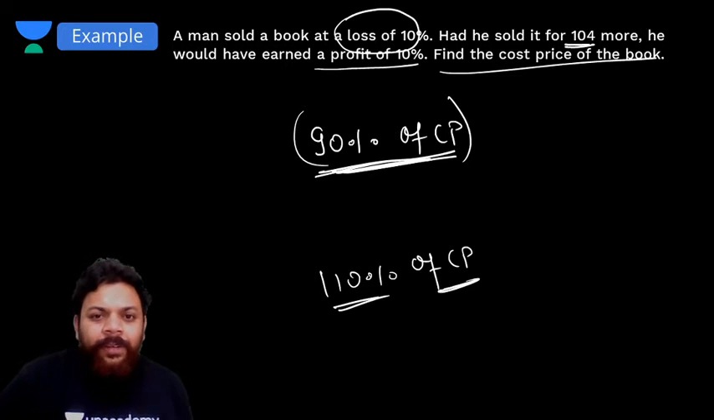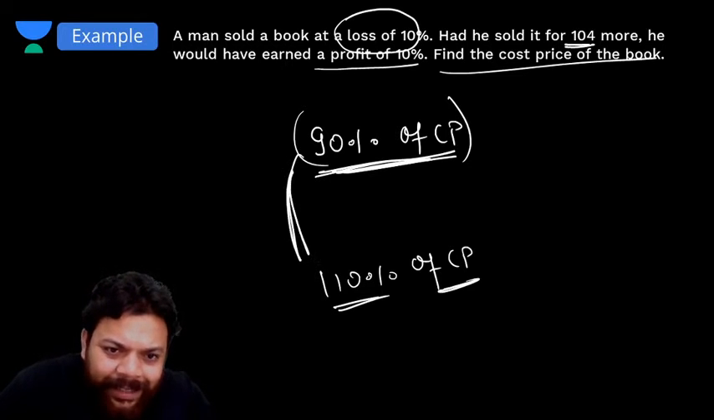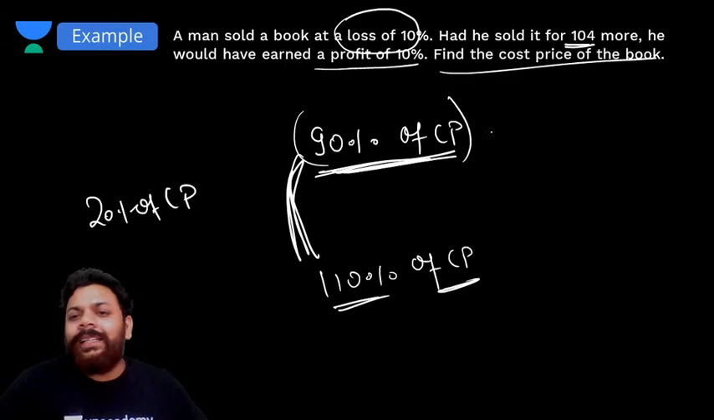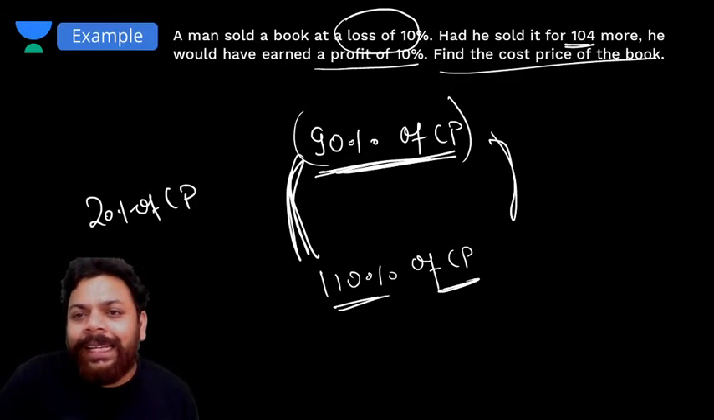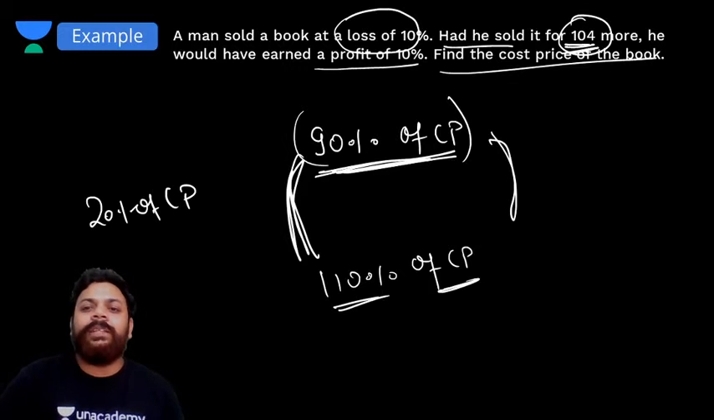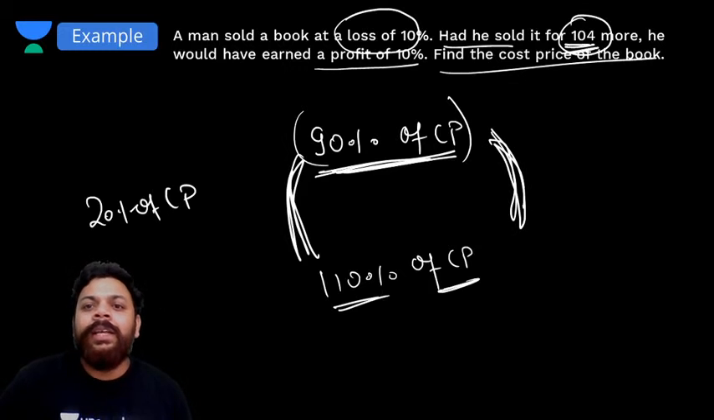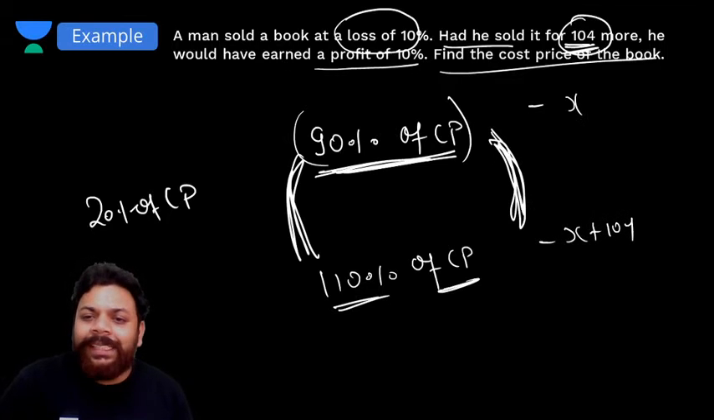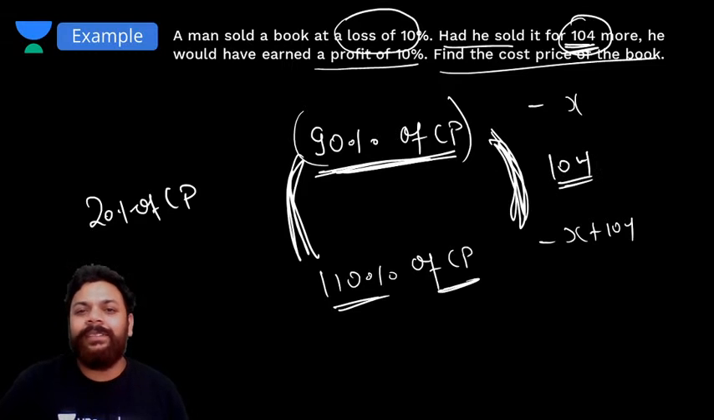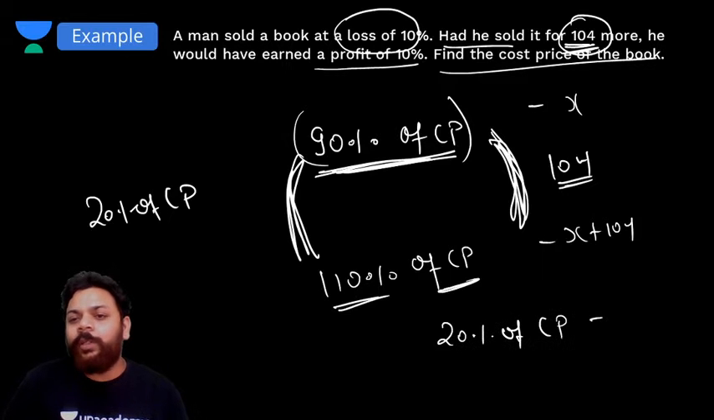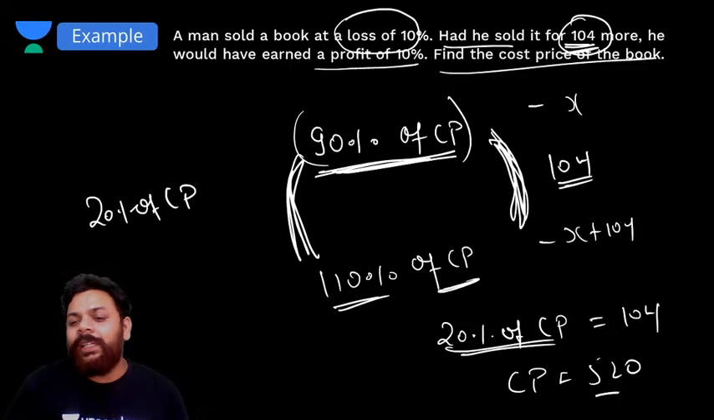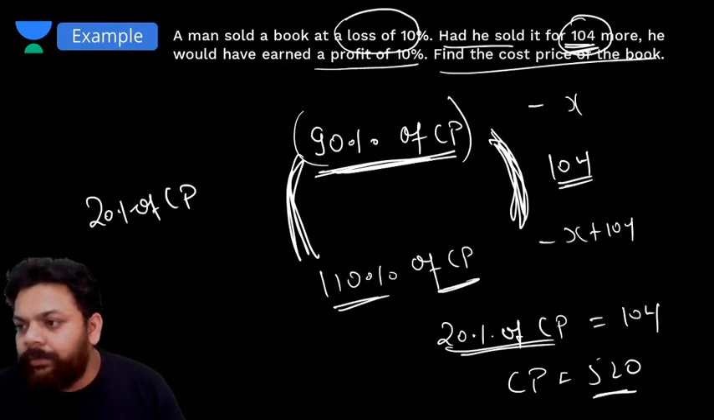So for your knowledge, just try to think. This gap is nothing but 20% of cost price, and in terms of number, just try to think, had he sold it for rupees 104, that means if he takes 104 more, here if x rupees is what he is taking, then here he is taking x plus 104. That means this gap is of 104 rupees. So definitely we can equate these two. 20% of CP must be equal to 104. So definitely I can say that CP will be equivalent to 520. I hope it's clear.